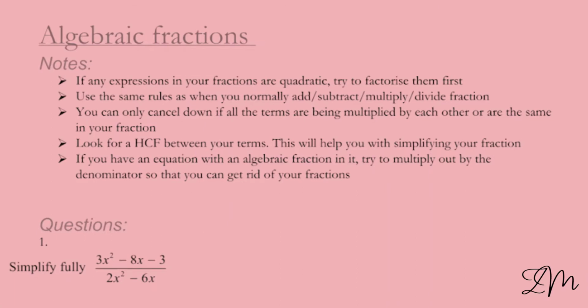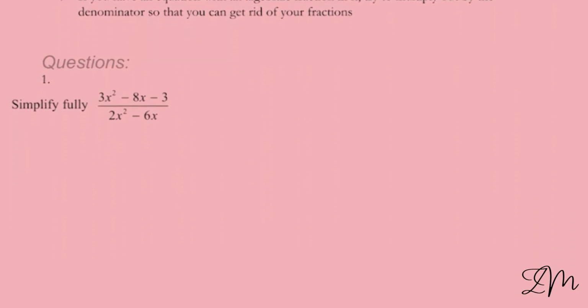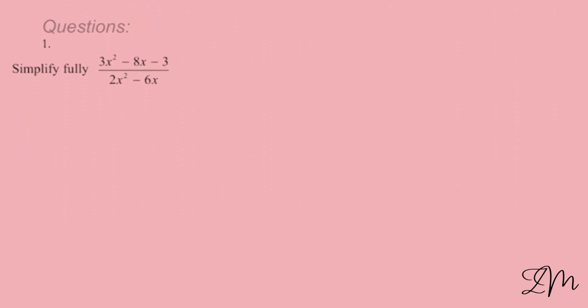So normally you'd cancel down. In order to do that with algebraic fractions, you're going to try to factorise them first. But when you add and subtract, you're going to use the butterfly method, the same as you do with normal numbers and normal fractions. And when you multiply and divide, you follow the same process. But let's have a look at this and let's go through this set of questions. So we're going to simplify that fully.